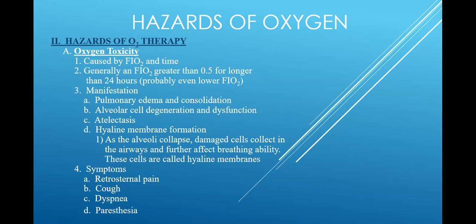How does it manifest? How will I know if they're becoming toxic? Well, it can cause pulmonary edema and consolidation. It can cause alveolar cell degeneration and dysfunction. It can cause atelectasis and also cause hyaline membrane formation. Now, what this is, as the alveoli stretch, right, or become damaged, they collapse. And those damaged cells collect in the airways and further affect the way that gas can exchange, okay?